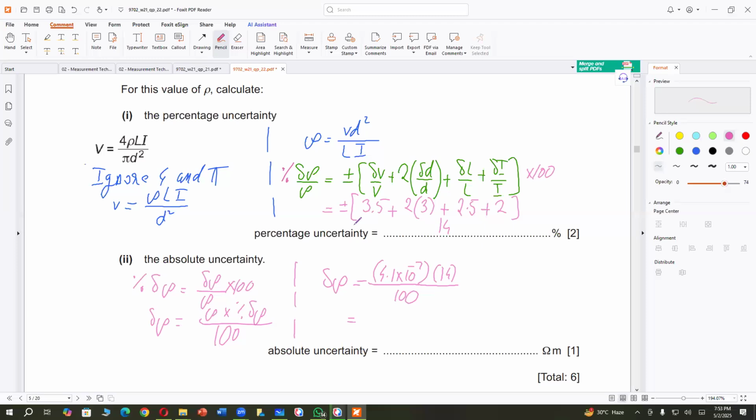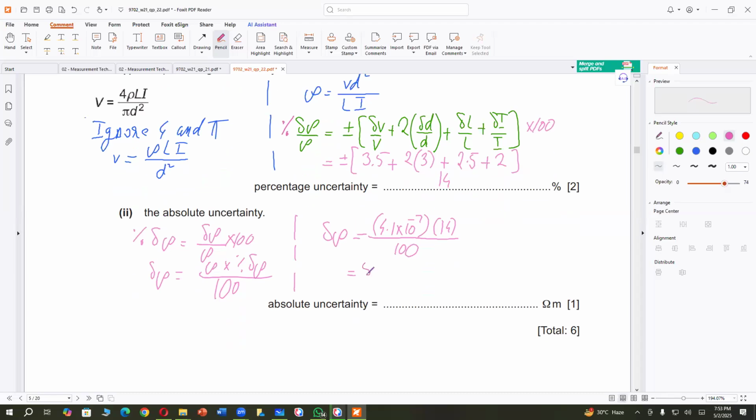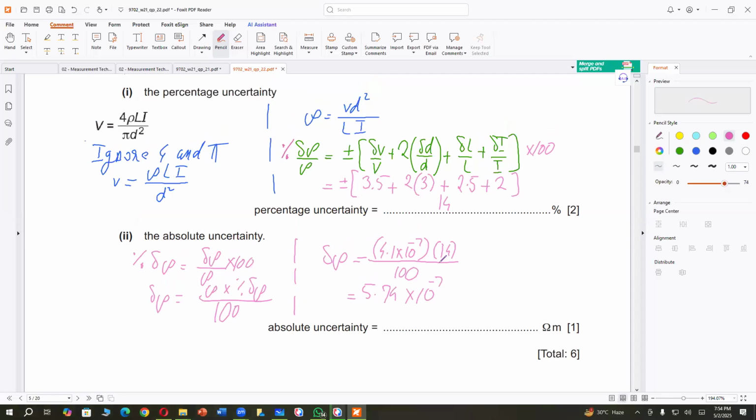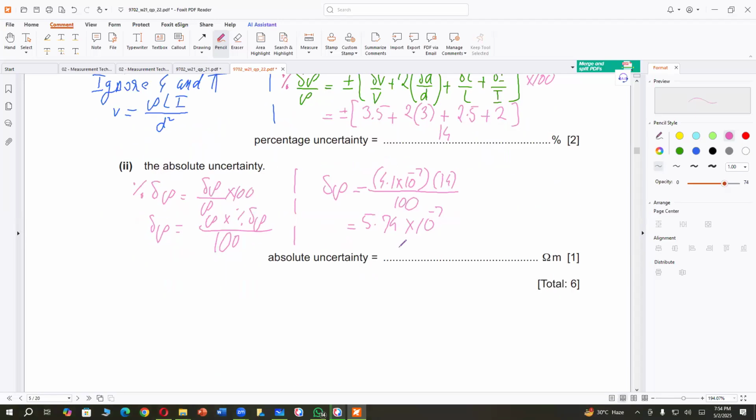Sir, I got 5.74 times 10 to the power minus 8. I'm getting something in 6. Can you do your calculation again? How much are you getting? 5 point? Sir, 5.74. Yes, sir, I'm getting 5.74 times 10 to the power minus 8. Then we can round it to 5.7 into 10 power minus 7.